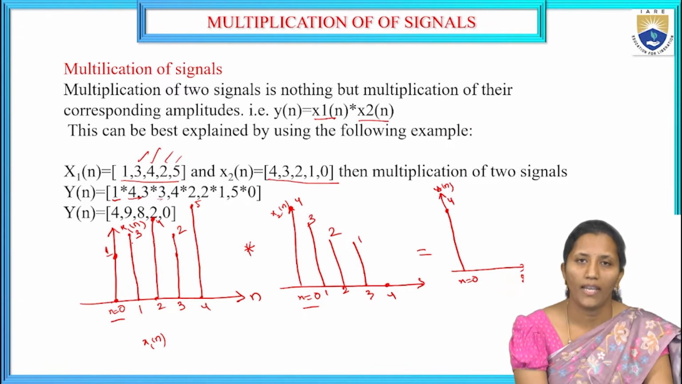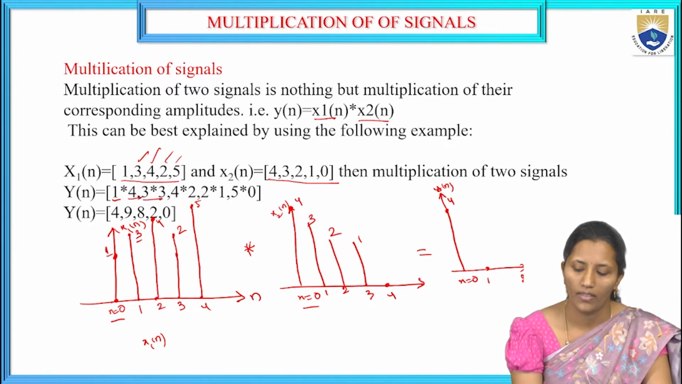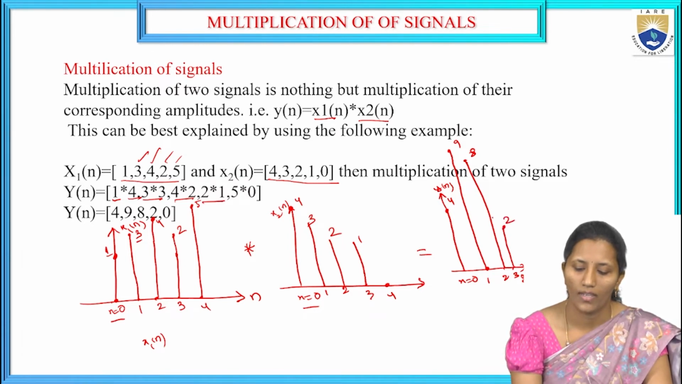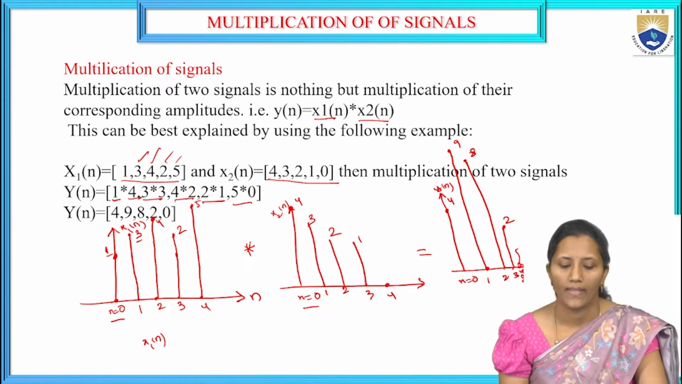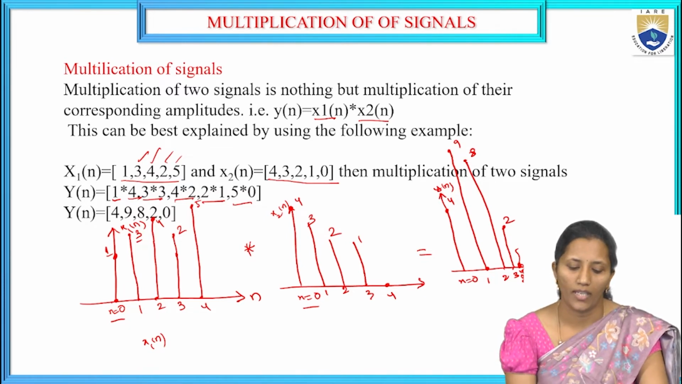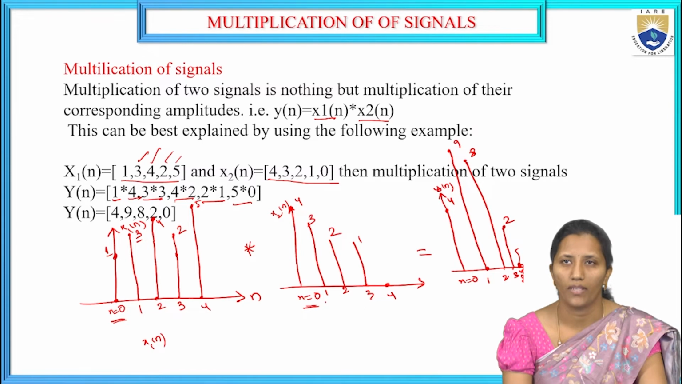For n is equal to 1, x1 of n magnitude is 3 and for x2 of n it is 3. So, 3 into 3, we are going to get the magnitude 9. And 4 into 2, it is 8. For n is equal to 3, 2 into 1 we are going to get 2, and 5 into 0 we are going to get 0. So the corresponding magnitudes will be multiplied for the corresponding sample numbers in the multiplication of signals.